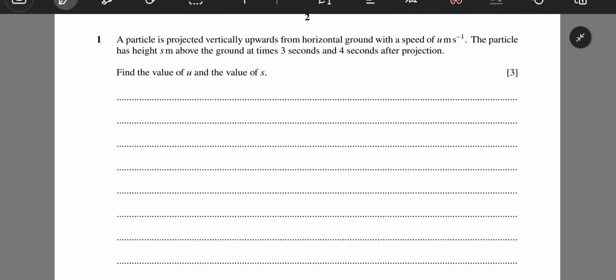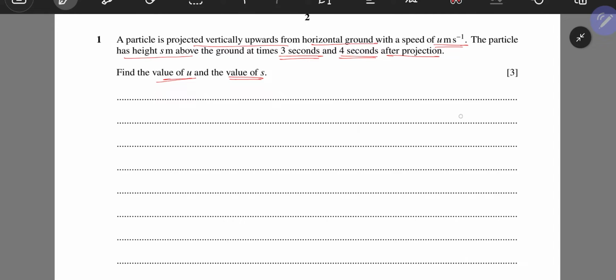Is paper 4-3, winter 23. Question 1. A particle is projected vertically upwards from horizontal ground with speed of u meters per second. The particle has a height s meters above the ground at times 3 seconds and 4 seconds after projection. Find the value of u and the value of s.